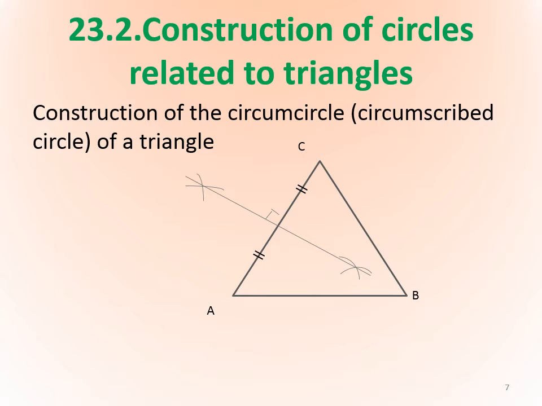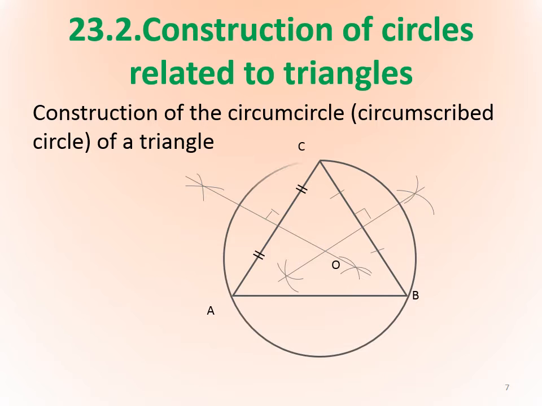We'll draw the perpendicular bisector of BC. As we did before, we can draw the perpendicular bisector here. Then here we can see a right angle and both sides are equal. Name the point of intersection of these perpendicular bisectors as O. Taking O as the center and the distance from any vertex of the triangle to O as the radius, draw a circle.